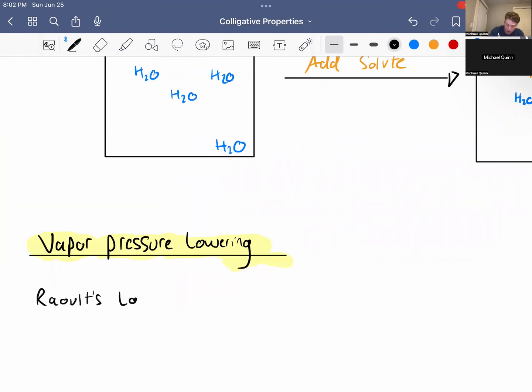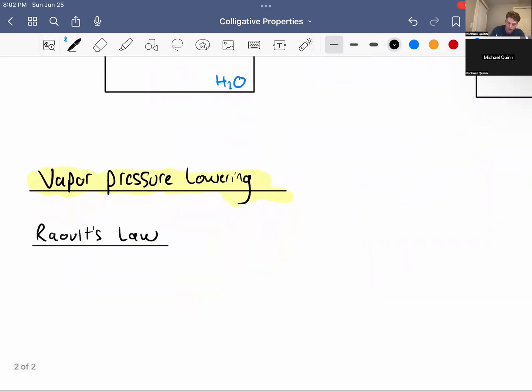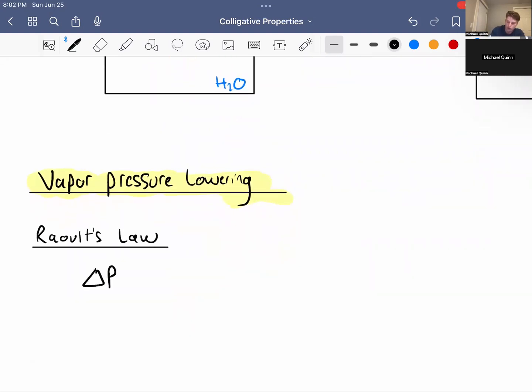This will let us know how much our vapor pressure goes down. Raoult's law says the change in vapor pressure, so this is going to be the lowering, so this change is going to be from a higher number to a lower number, is going to be equal to the original vapor pressure times the mole fraction of the solute.